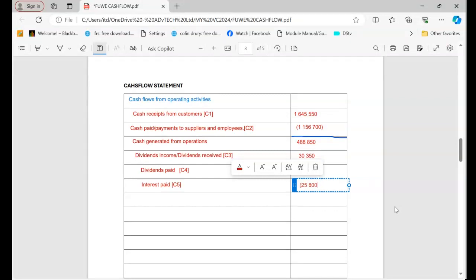So cash flow is like your cash receipts and cash payments. Whatever is coming in is positive. Whatever is going out, whatever you see in brackets, means money went out. Whatever is positive means money came in. Are you okay?